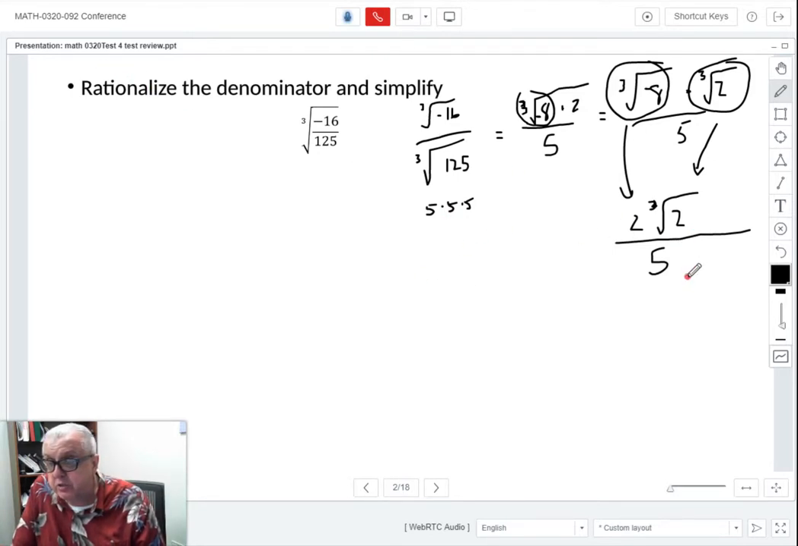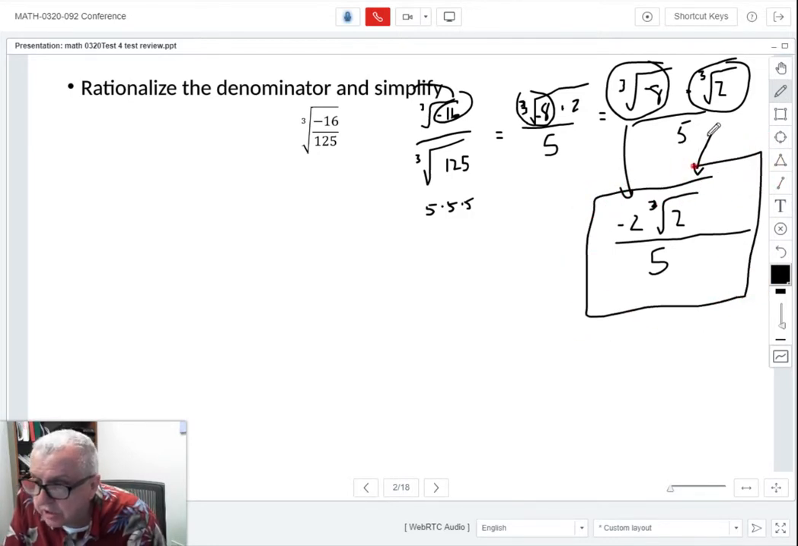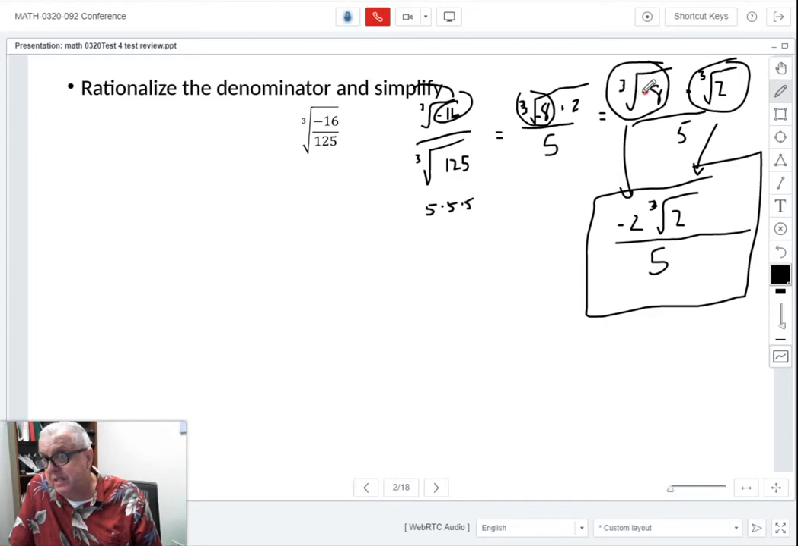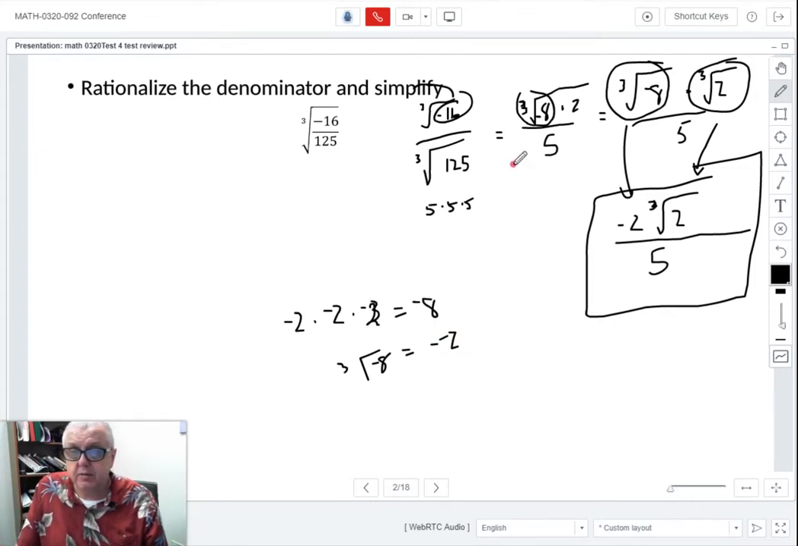Rationalize the denominator. There's no radical in the bottom of the fraction. And this has been simplified as much as we could. We've taken as much out of the radical as we could. The third root of 8 is 2. The third root of negative 8 is negative 2. So this is the way the answer should look. Negative 2 times negative 2 times negative 2 equals negative 8. So the third root of negative 8 equals negative 2. All right, next problem.